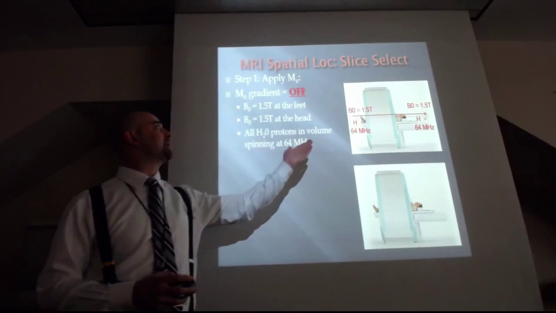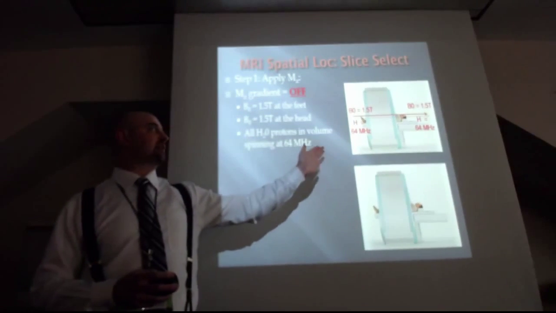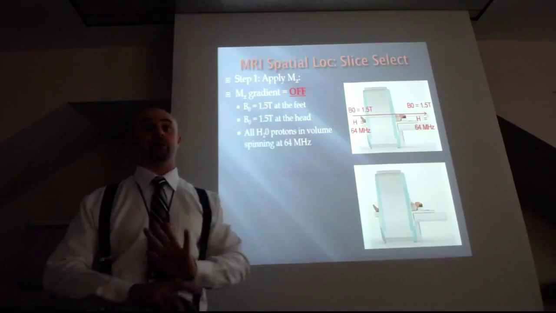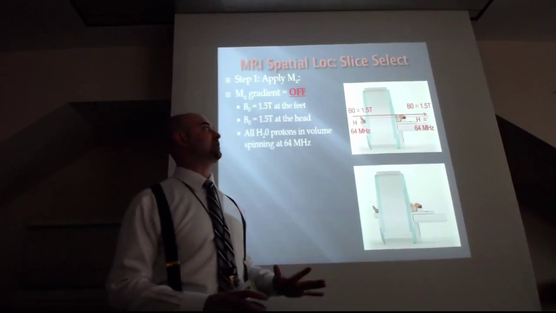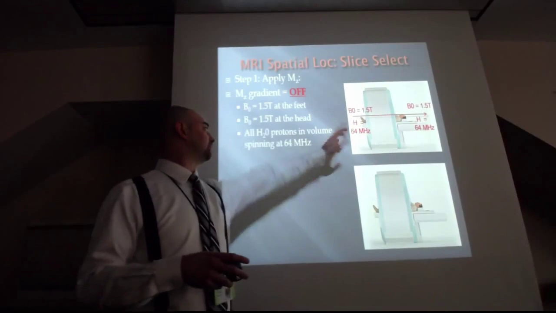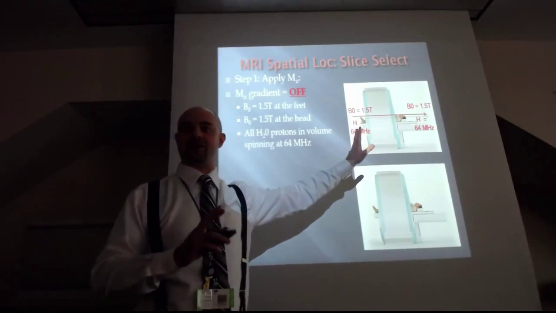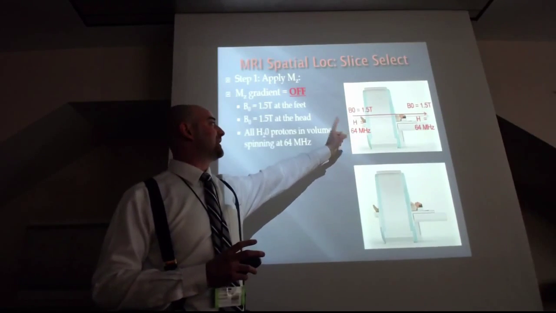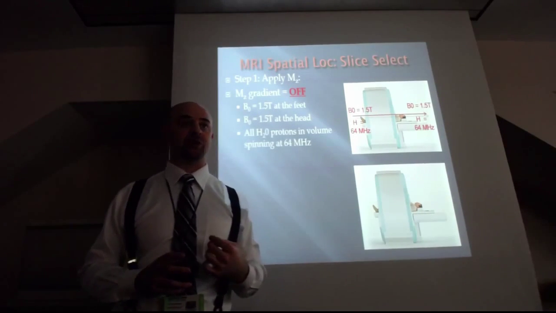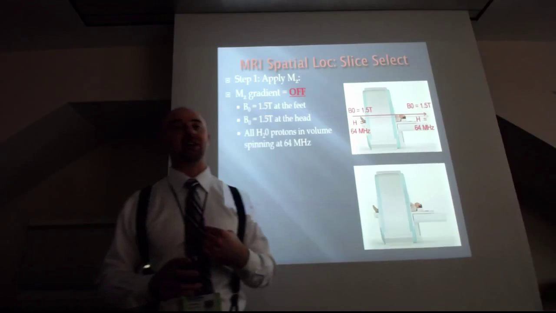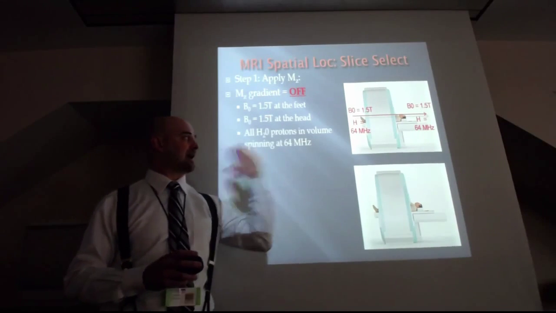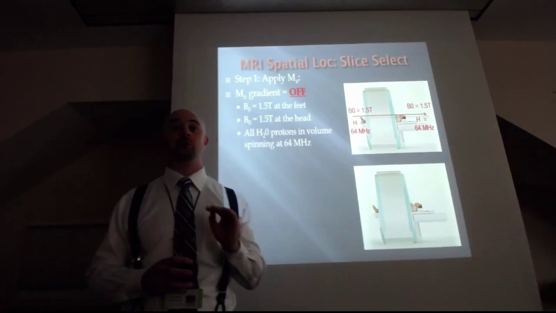1.5 Tesla magnet. The magnetic field is going to be 1.5 Tesla at the feet, going to be 1.5 Tesla at the head. There's no change. We're assuming that it's uniform. That's great. If you remember by the Larmor equation, which I said you had to know last week, 64 megahertz is going to be the base speed at which water protons precess in a 1.5 Tesla magnetic field. Okay, so everything's spinning at 64 megahertz.